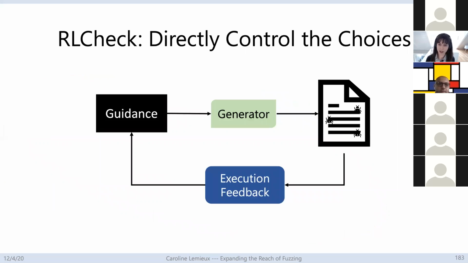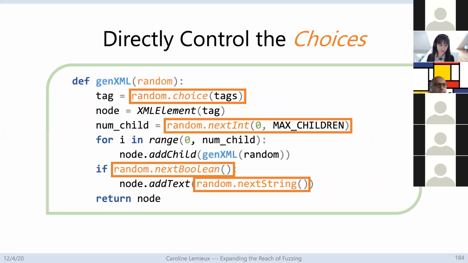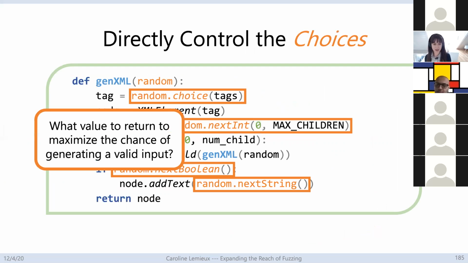Basically, we were wondering if instead of having this whole coverage guided loop in the background, we could actually directly control the choices of this generator. And let me show you what I mean. Right, so you have a generator that has some calls to random, and I want the generator to still look like this to the human that's writing it. But then behind the scenes, I want to tweak these distributions so that instead of just returning a random tag, they're returning the tag that will maximize the chance of generating a valid input further down the line.